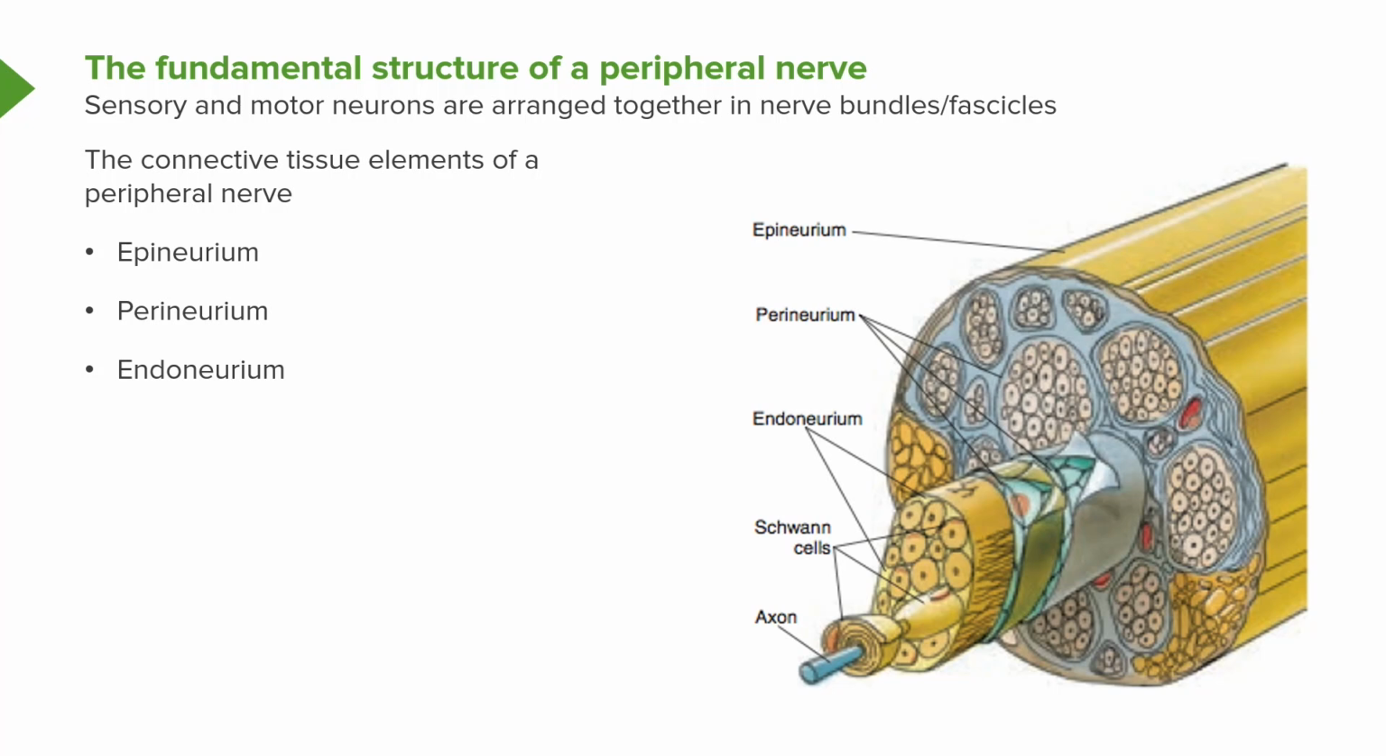The perineurium wraps around individual muscle bundles or nerve fascicles. Just like when you look at the structure of muscle, individual muscle bundles are wrapped up by perimysium. Within that nerve fascicle or nerve bundle are collections of axons, and each of those axons are surrounded by the endoneurium.